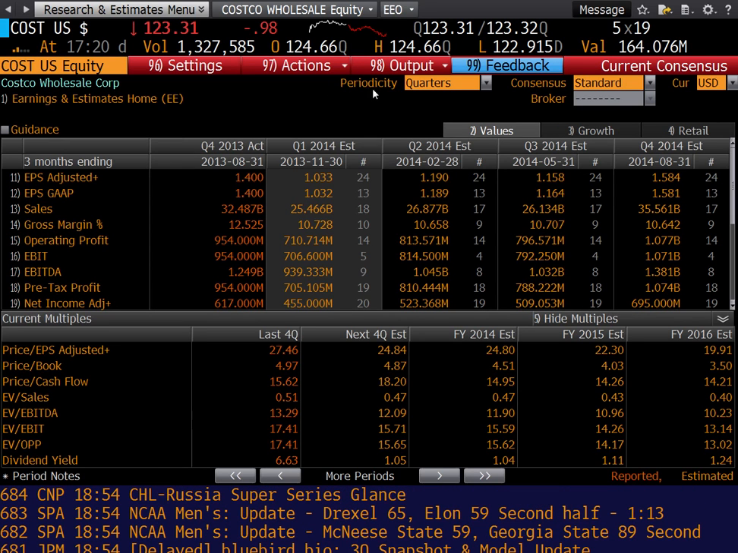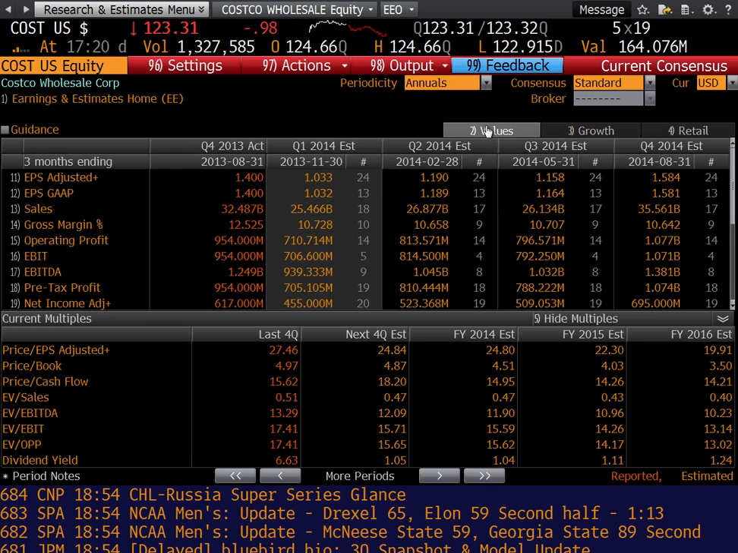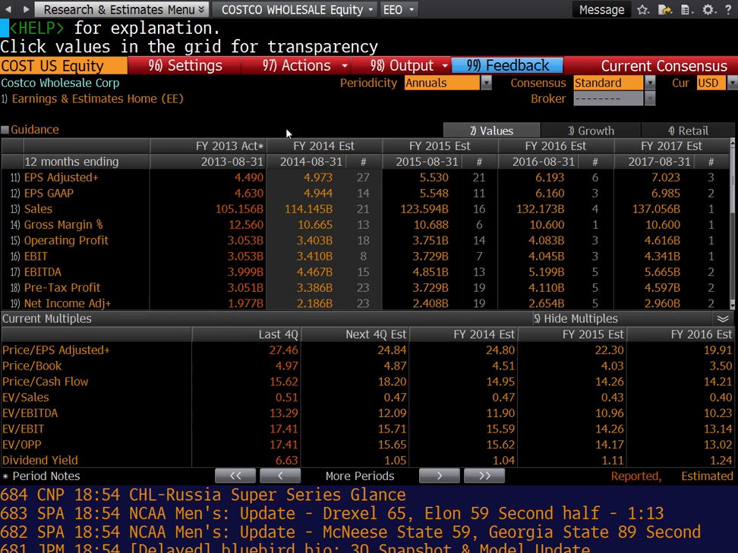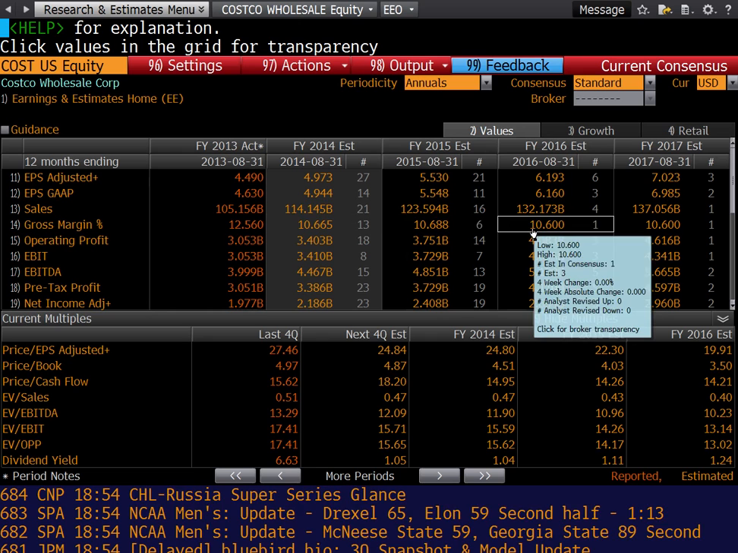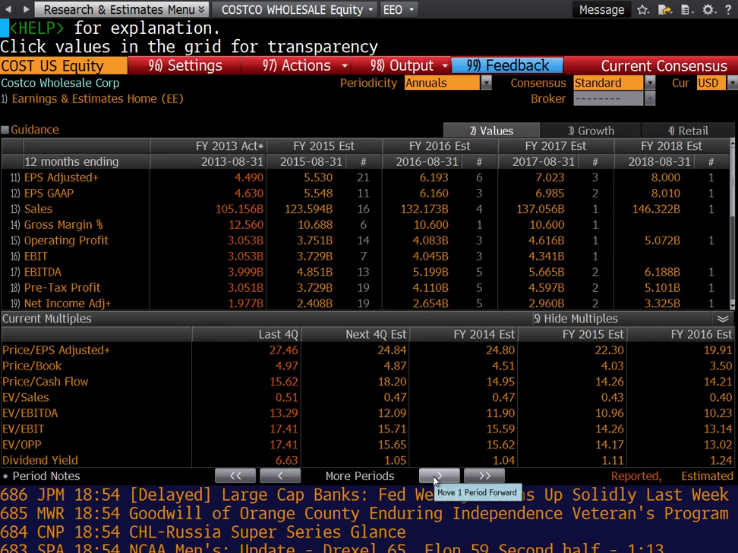By default, it gives you a quarterly view. If I click on the drop down for periodicity, I can switch this to an annualized view, and this is the annualized data for Costco. So here's the consensus data today. Going forward, you can see here for 5 years.